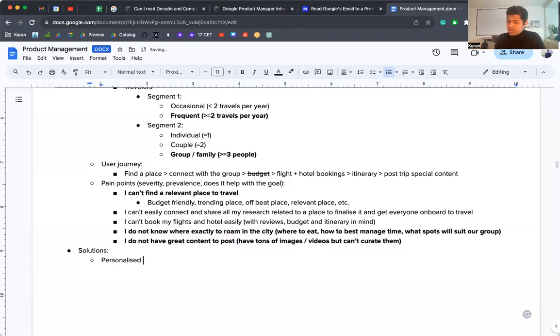So the first one could be the personalized place recommender, which essentially would be exactly based on the parameters that we discussed, a solution that gives you multiple options, mostly at max three, budget friendly, based on trending places, offbeat places, relevance, and so on. Relevance based on the content you see, etc.